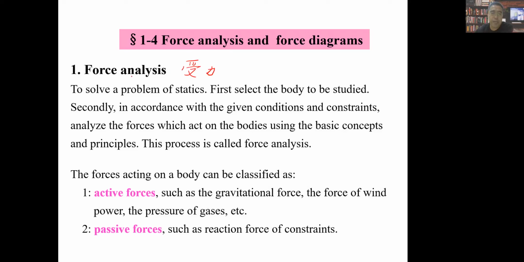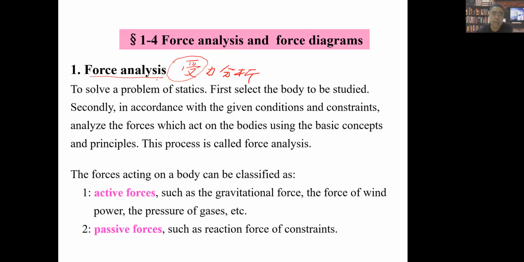Force means 力, analysis means 分析, you know? 受力分析. So in China, we like to give another Chinese word. Actually, it's not translated into English because there is no 受 in this force analysis. So it's more like a 力分析, right? But in Chinese, we call that 受力分析.